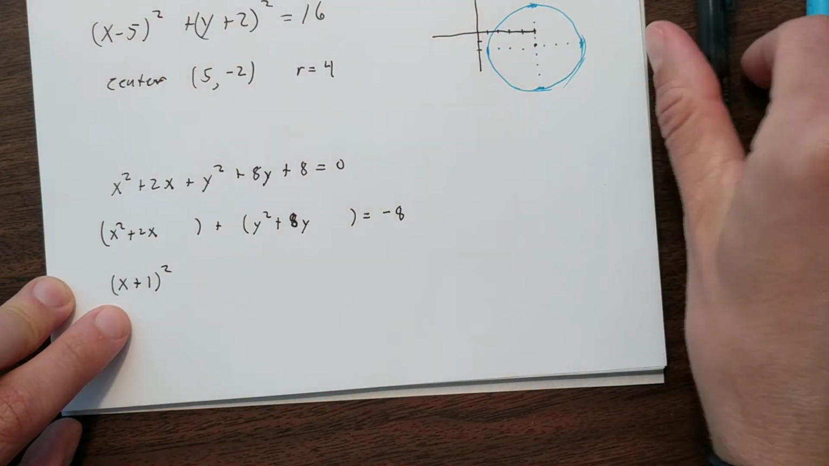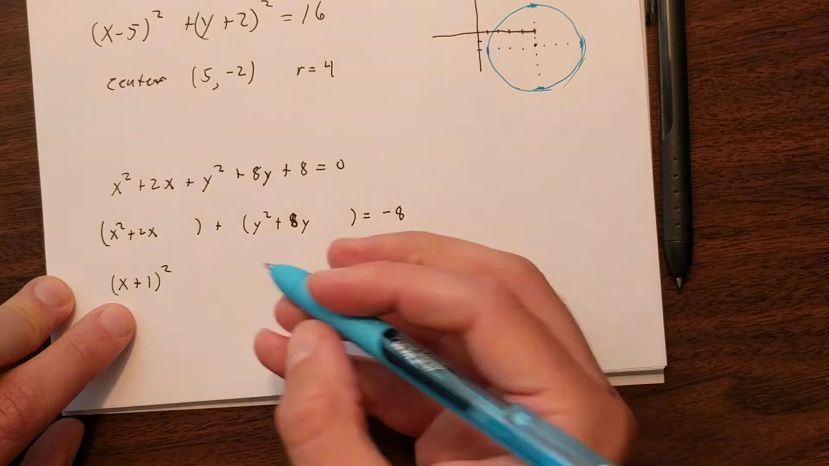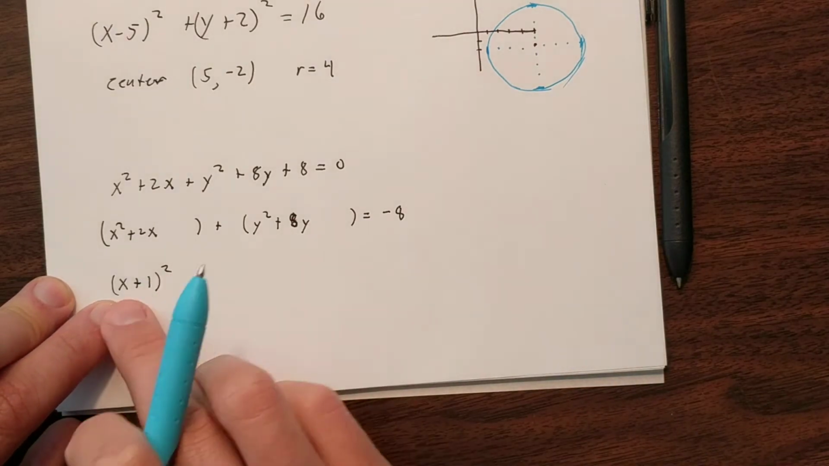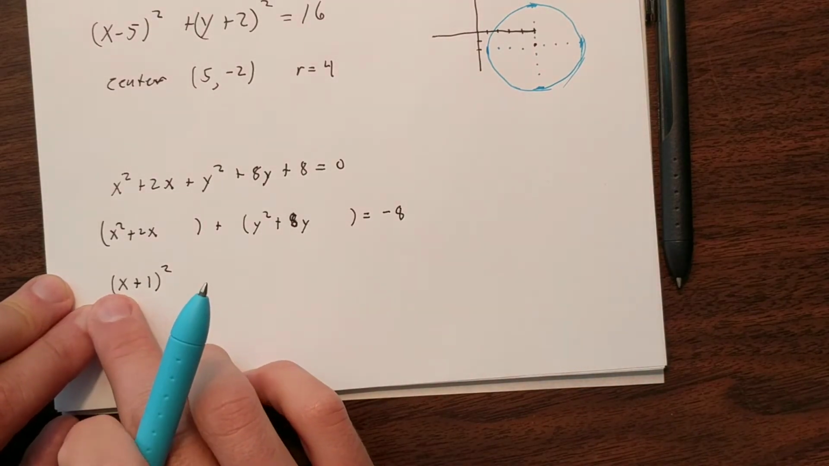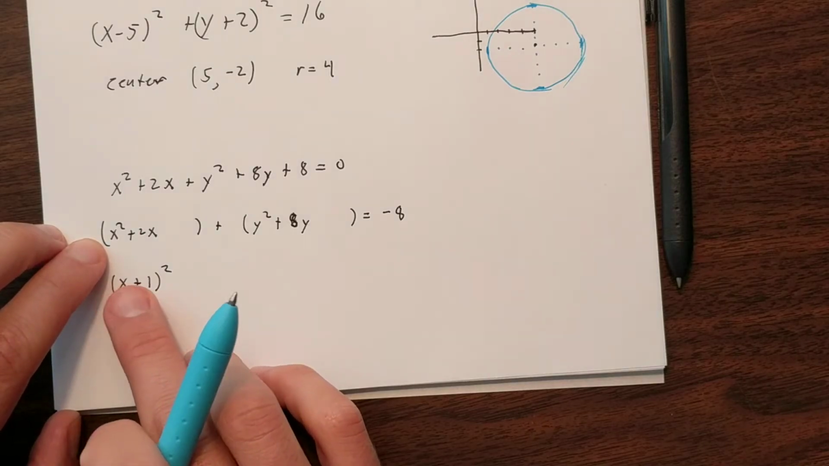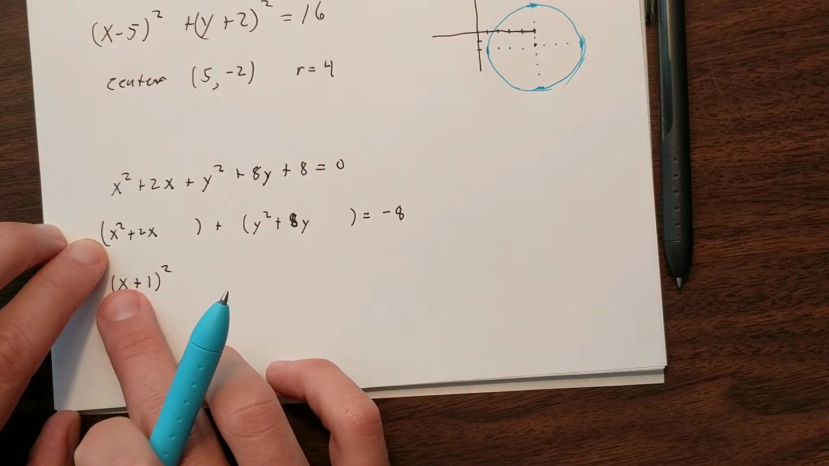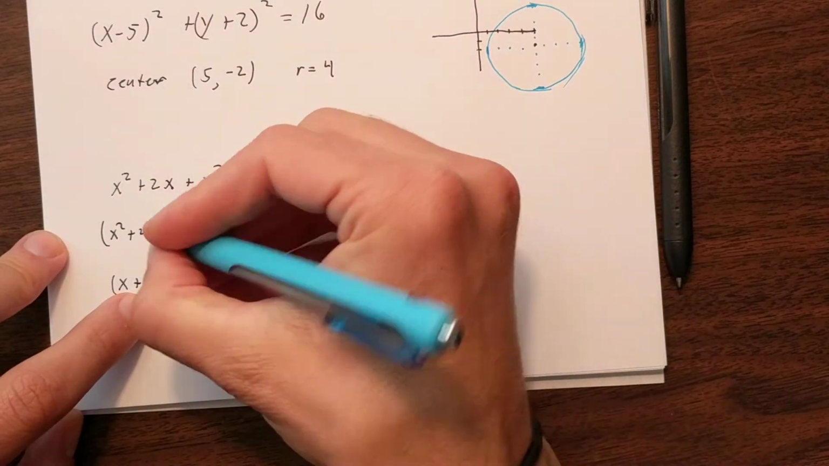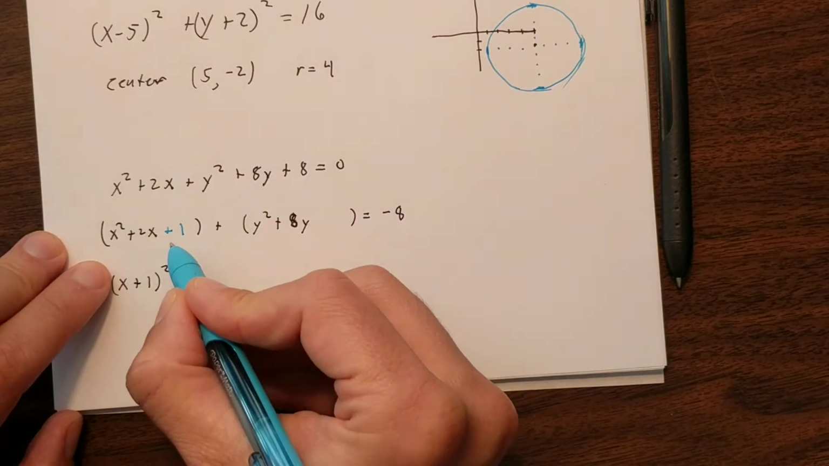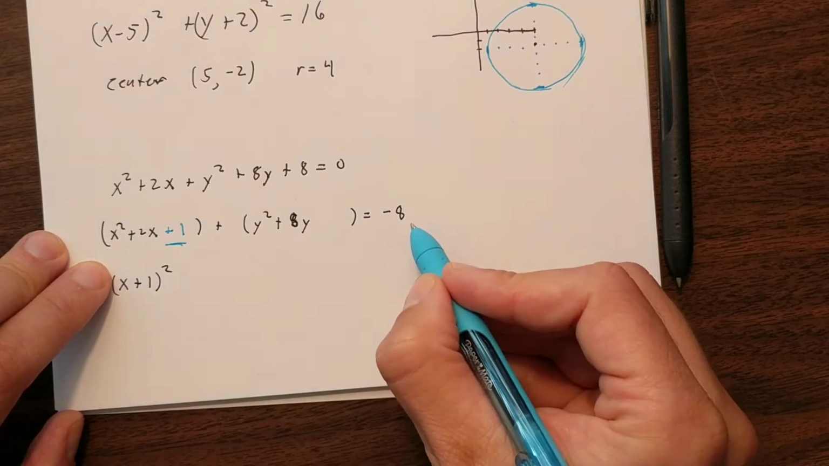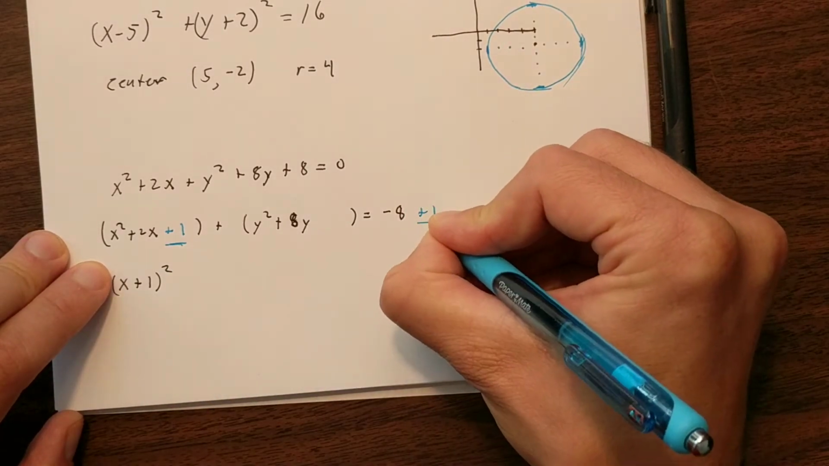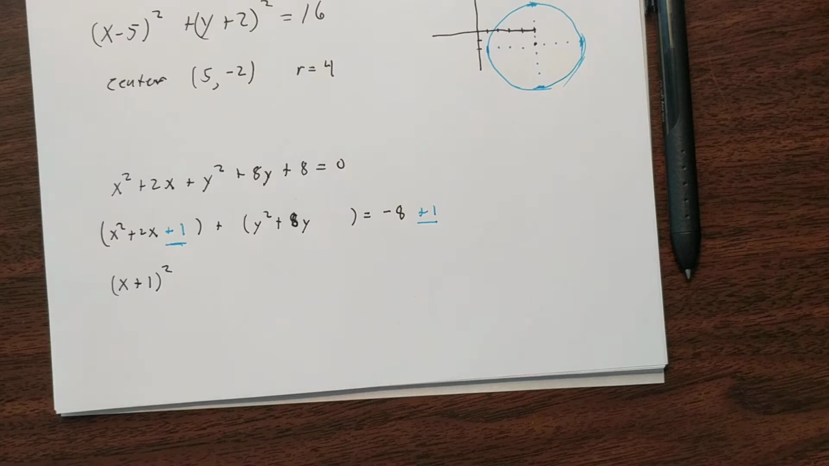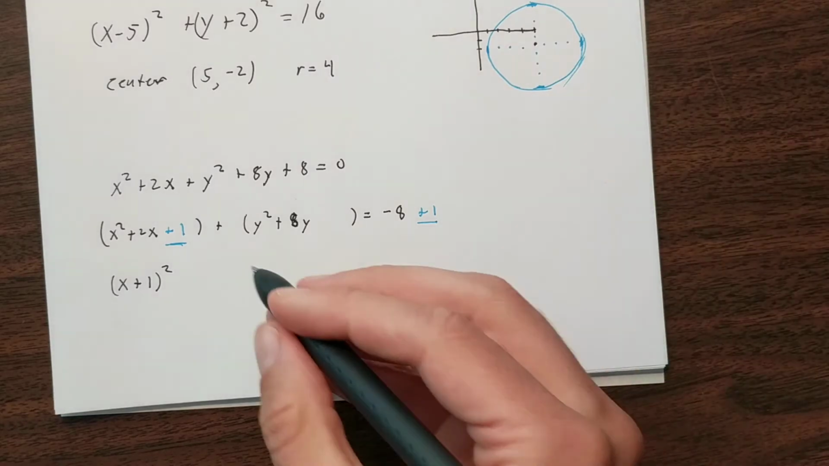However, for this to be x plus 1 squared, notice if I multiply this out, I would get x times x, x squared. X times 1 is 1x. 1 times x is another 1x, hence the 2x. And 1 times 1 is 1. There should be a plus 1 here. But if there's a plus 1 there, I need to put plus 1 out here.